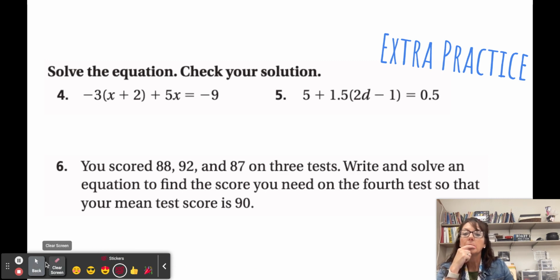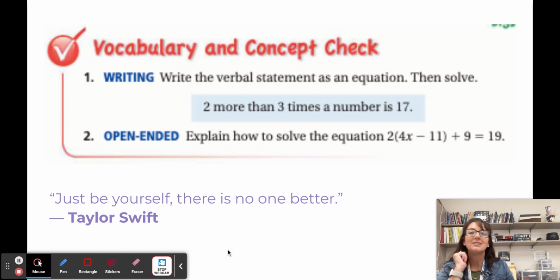Okay, moving right along to the next one. Oh, we're at the vocabulary check already. So you know the drill. Pick one, number 1 or number 2, and answer it in the Edpuzzle. So this was a very, very short video today.